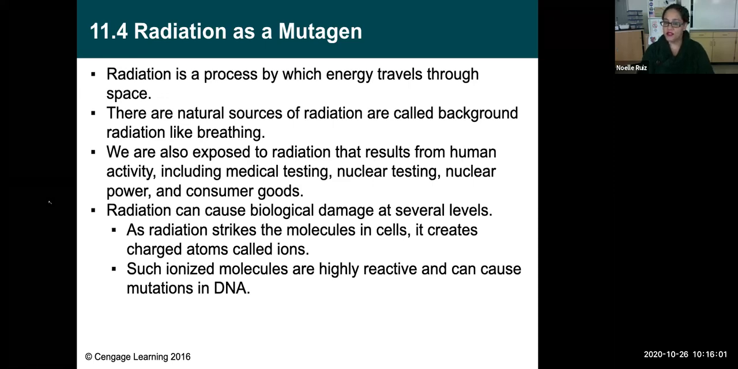Radiation can cause biological damage at several levels. As radiation strikes molecules in cells, it creates charged atoms called ions. Such ionized molecules are highly reactive and can cause mutations in DNA. At the top, it says radiation as a mutagen. A mutagen is just something that causes a mutation.